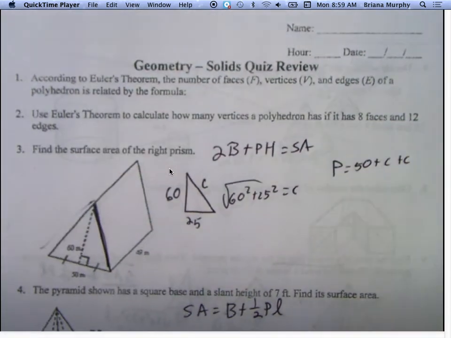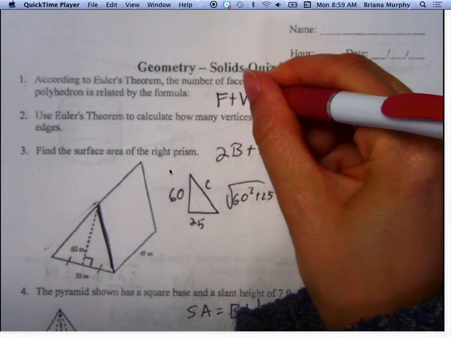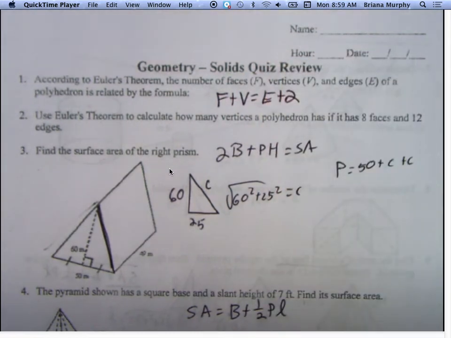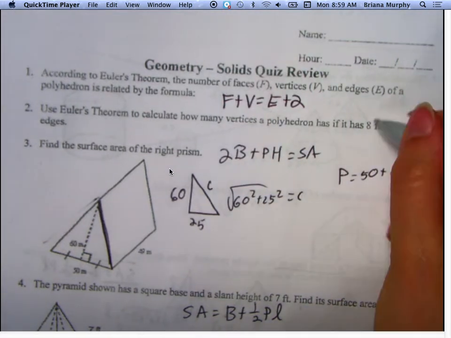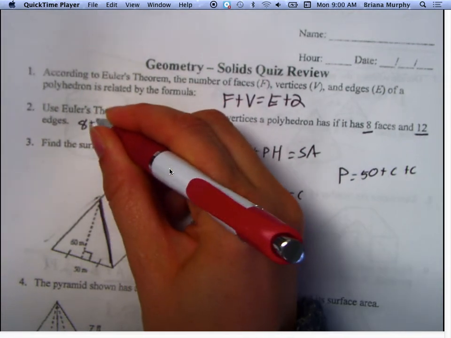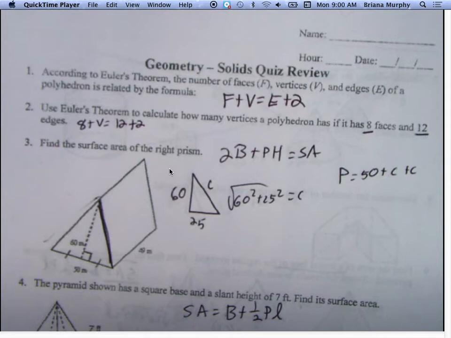We're going to start with Euler's theorem, which is faces plus vertices equals edges plus 2. Okay, faces plus vertices equals edges plus 2. And then number 2 is just using that formula. Our faces are 8 and our edges are 12. So we go 8 plus v equals 12 plus 2. Does that make sense? Just plug those numbers in.